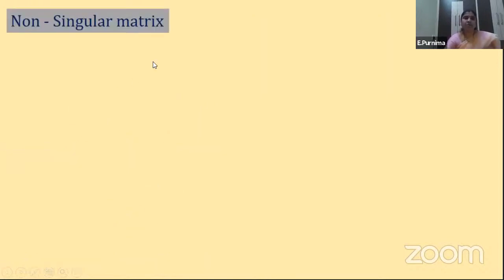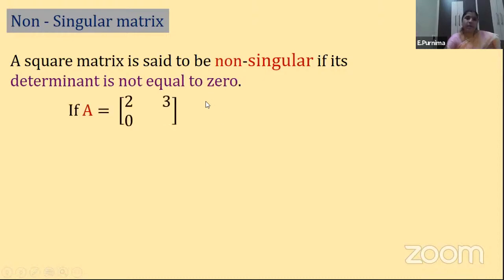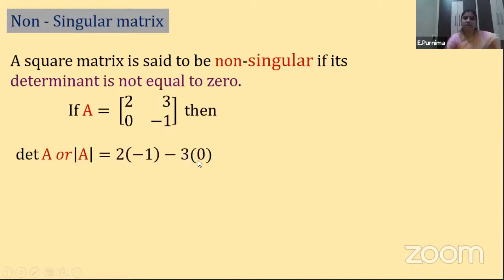Next one, a non-singular matrix, which is opposite to that, obviously. A square matrix is said to be non-singular if its determinant is not equal to 0. So if its determinant is 0, then we are saying it as a singular matrix. If determinant is not 0, not equal to 0, then we say it as a non-singular matrix. So let us see an example here. A is equal to [2, 3; 0, minus 1]. Then what is the determinant of A? Determinant of A is nothing but 2 into minus 1 minus 3 into 0.